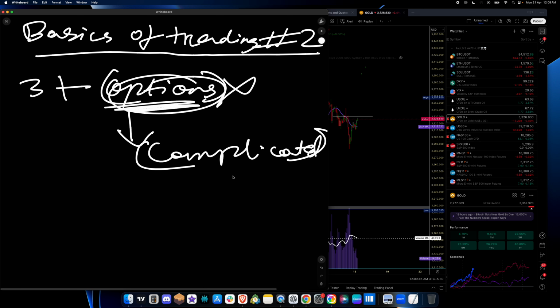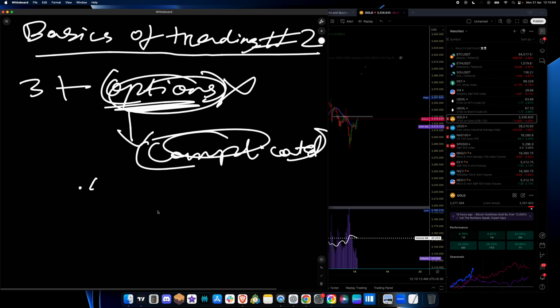Options is the very complicated part because we have something called theta decay, and there are also gamma and stuff like that, and also the expiry of options, and whether you should do option selling or option buying. There are so many aspects of options trading.